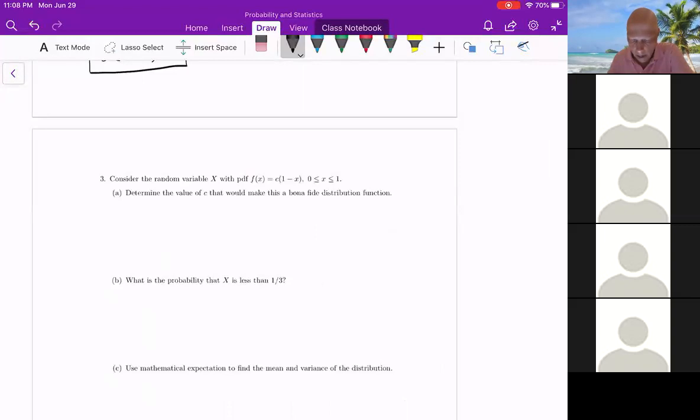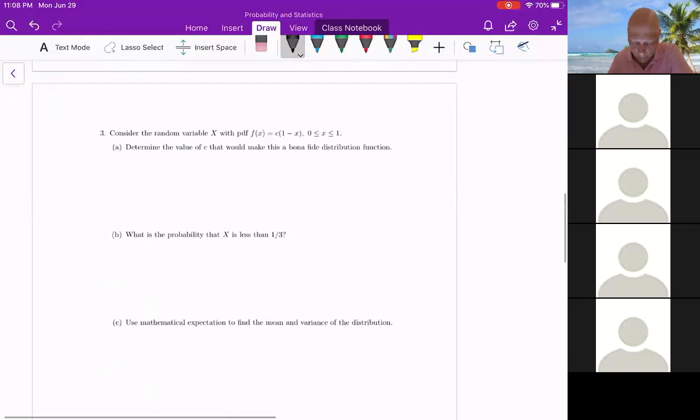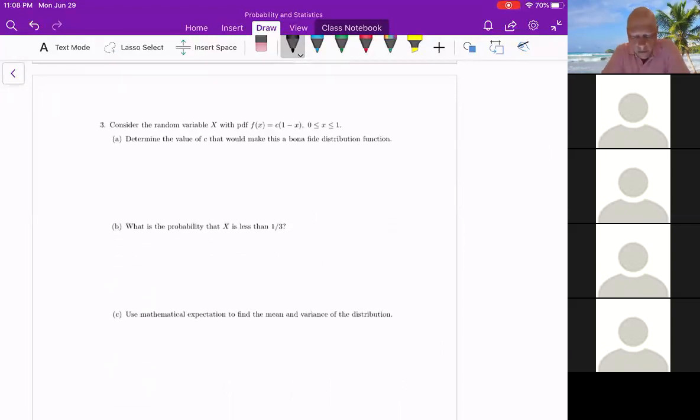Let's take a look at 3. So in 3, we've got a random variable x with a PDF f of x equals c times 1 minus x. X ranges from 0 to 1. In part A, you want to determine the value of c that would make this a valid distribution. In part B, you're going to want a probability. And part C, you're going to want to use expected value in order to find the mean and the variance.